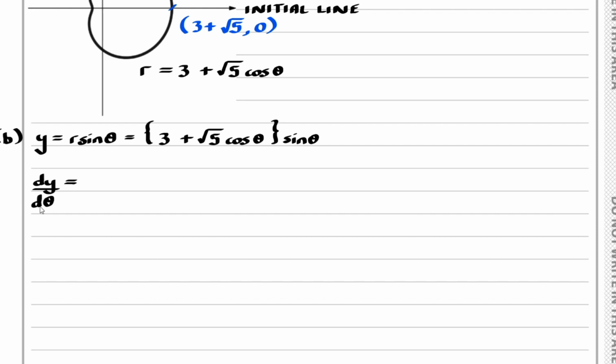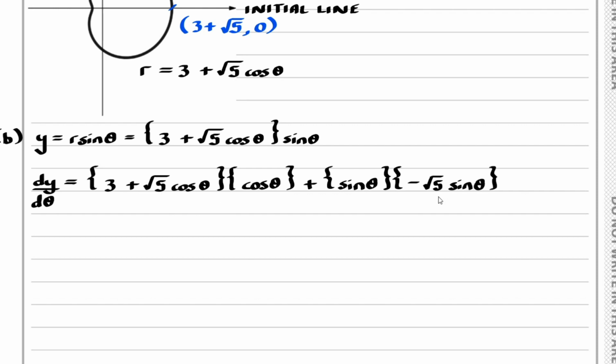We need to find dy over d theta because we are parallel to the initial line, and if I use the product rule, we've got v, which is 3 plus root 5 times cos theta, multiplied by u dash, which is cos theta, plus u, which is sin theta, multiplied by v dash, which is negative root 5 multiplied by sin theta.